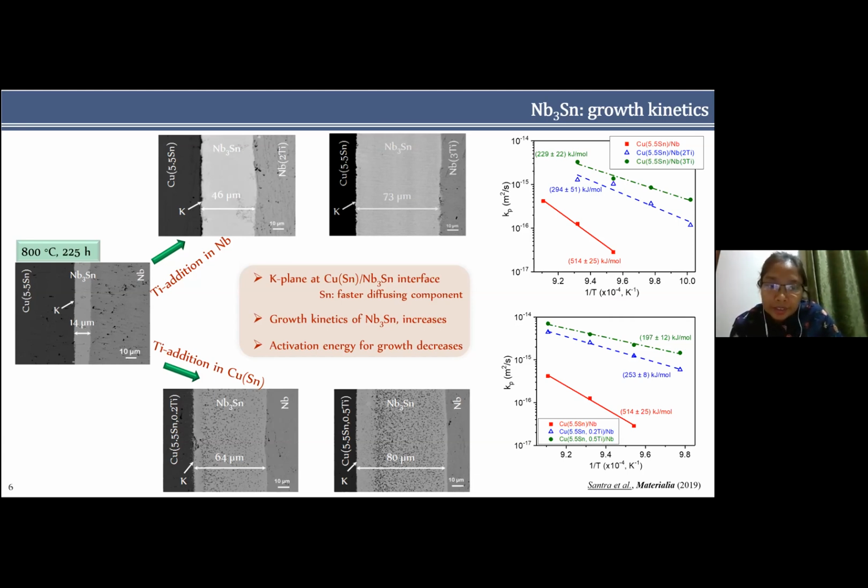And another interesting feature is the dark contrasted features, which you could see in the lower part of the micrographs. You could see they are embedded within the Nb3Sn matrix.